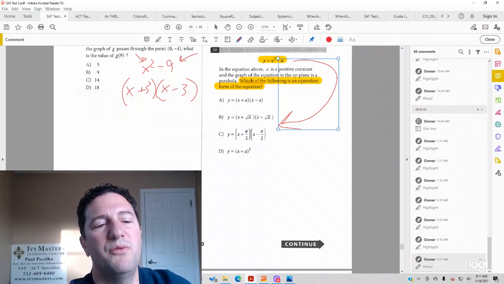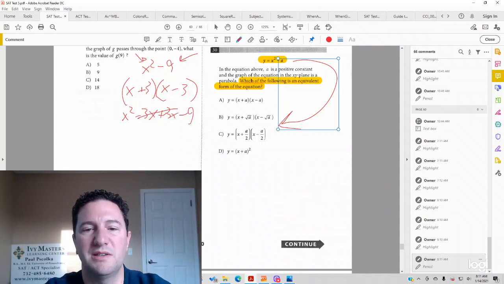Now notice when you FOIL, you get x squared as your first term. If you multiply the outsides, you get minus 3x, insides plus 3x. Last term's minus 9, middles cancel, and you're left with x squared minus 9.